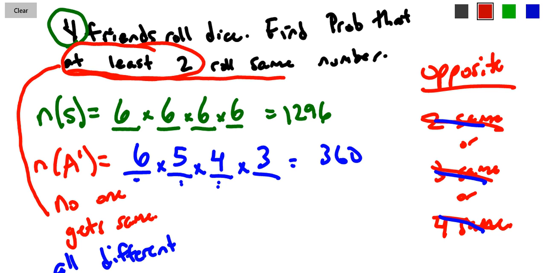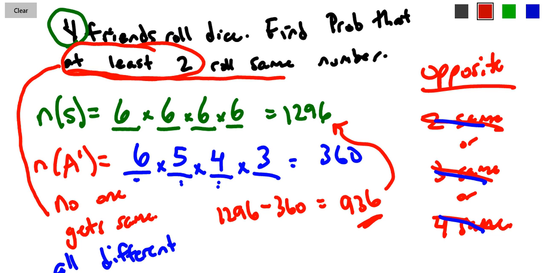And that means the opposite: if I do 1296 minus 360, I'll be able to tell you how many of those outcomes have at least 2 of them being the same. So 936. 936 of all possible outcomes are not unique outcomes, meaning at least someone matched a number. And therefore the probability that we're looking for is 936 out of 1296, which is 72%.